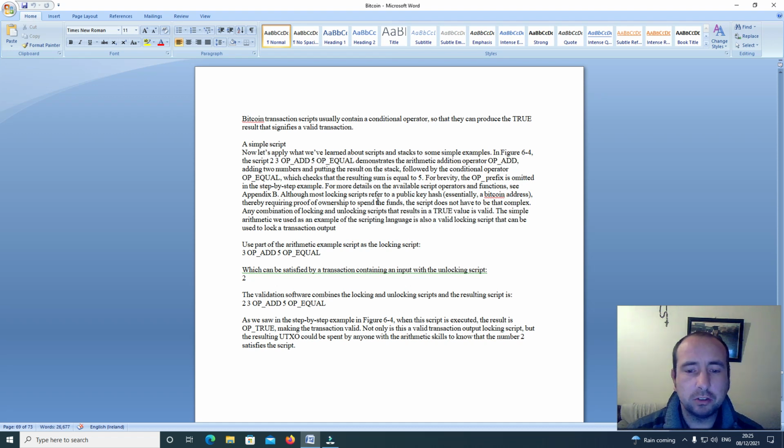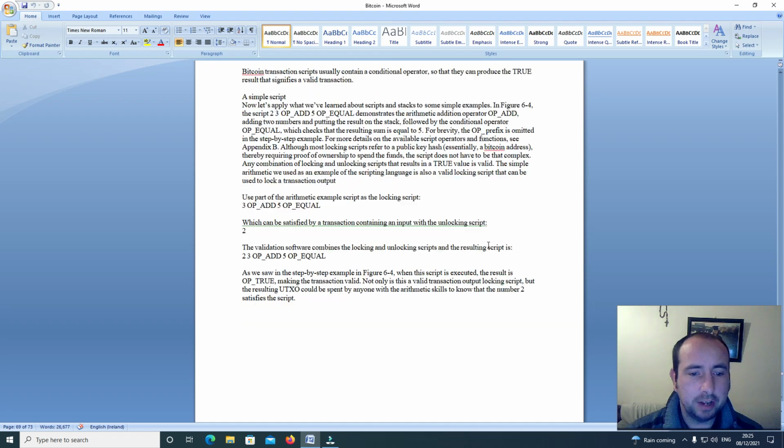Although most locking scripts refer to a public key hash, essentially a Bitcoin address, thereby requiring proof of ownership to spend the funds, the script does not have to be that complex. Any combination of locking and unlocking scripts that results in a true value is valid. The simple arithmetic we used as an example for the scripting language is also a valid locking script that can be used to lock a transaction output.